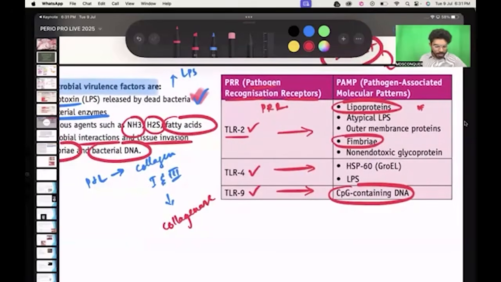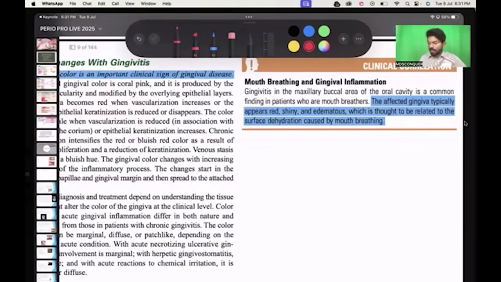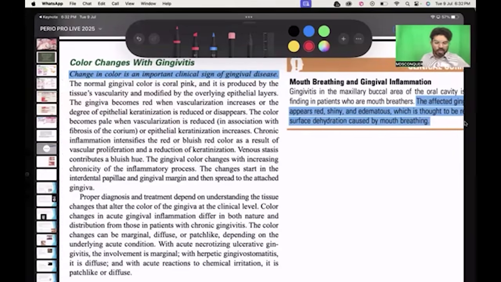The answer is LPS, lipopolysaccharide. Then comes, we'll try to learn a few important lines related to pregnancy gingivitis. Before going into that, we'll learn a few important areas of gingiva. When I'm talking about gingivitis, change in color is a very important clinical sign of gingival disease. What is the normal color of gingiva?